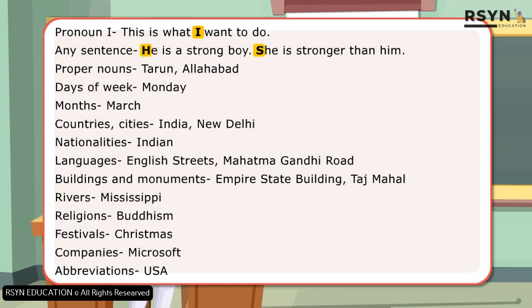Proper nouns. Tarun, Allahabad. Days of week. Monday. Months. March. Countries, cities. India, New Delhi. Nationalities. Indian. Languages, English. Streets, Mahatma Gandhi Road. Buildings and monuments, Empire State Building, Taj Mahal. Rivers, Mississippi.